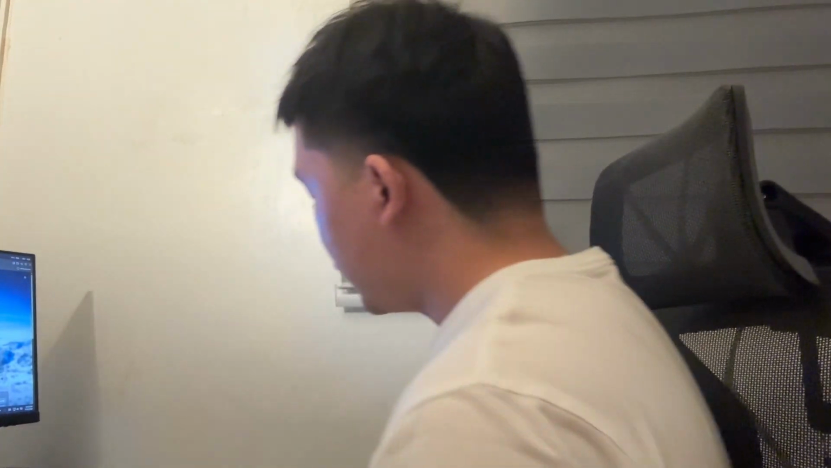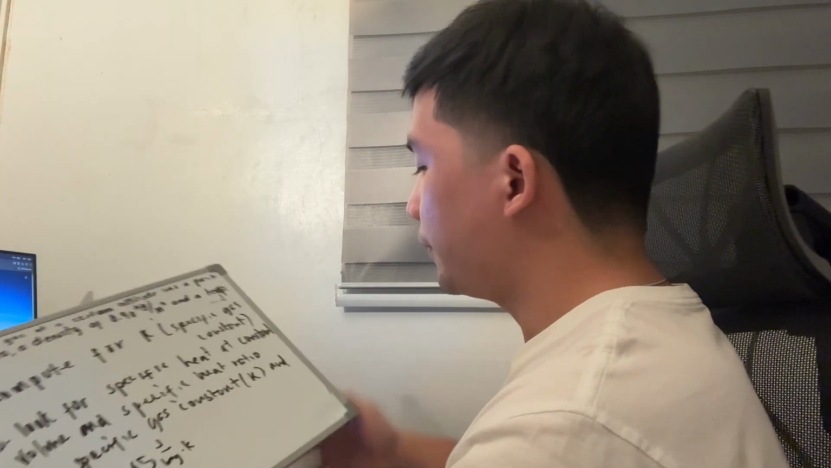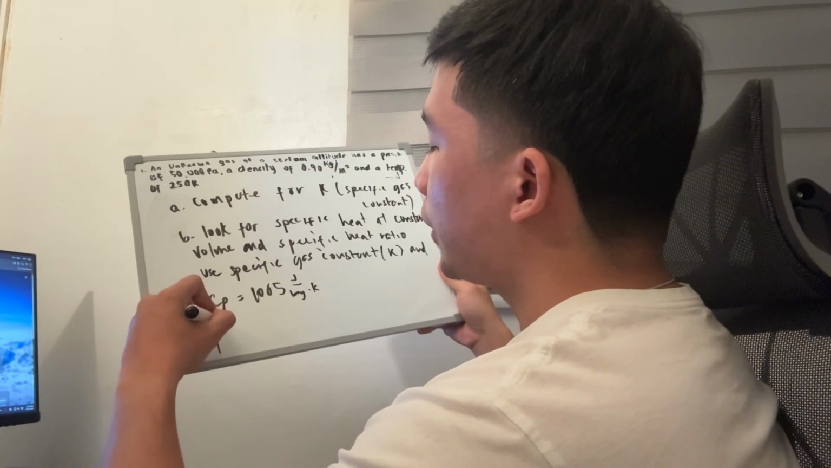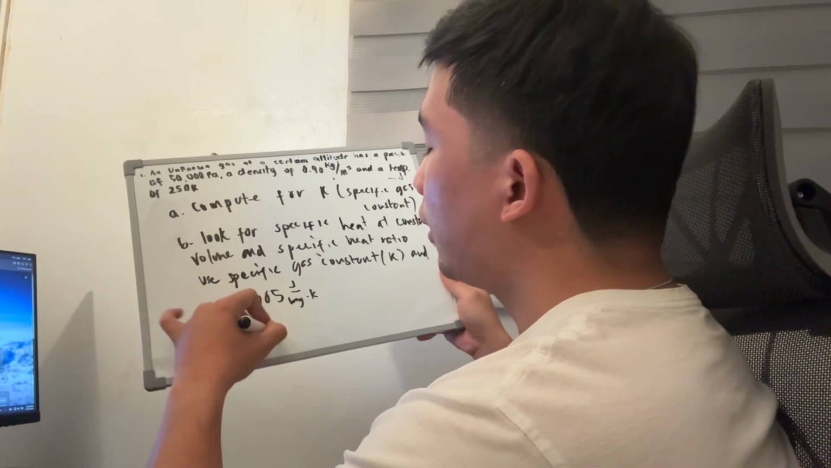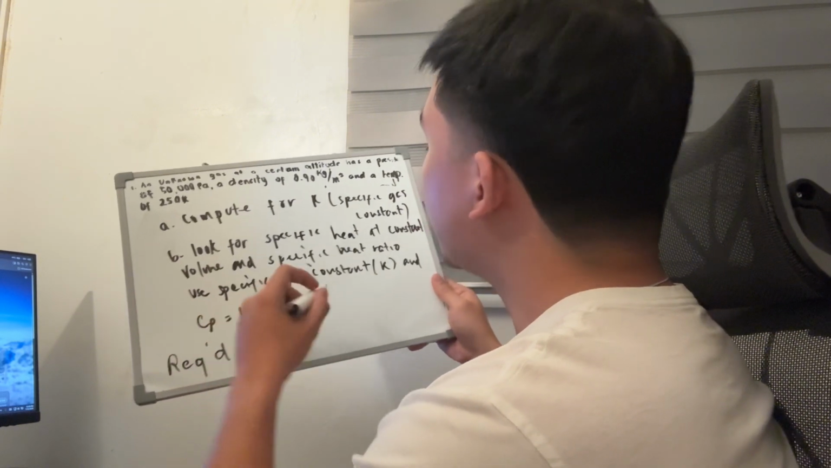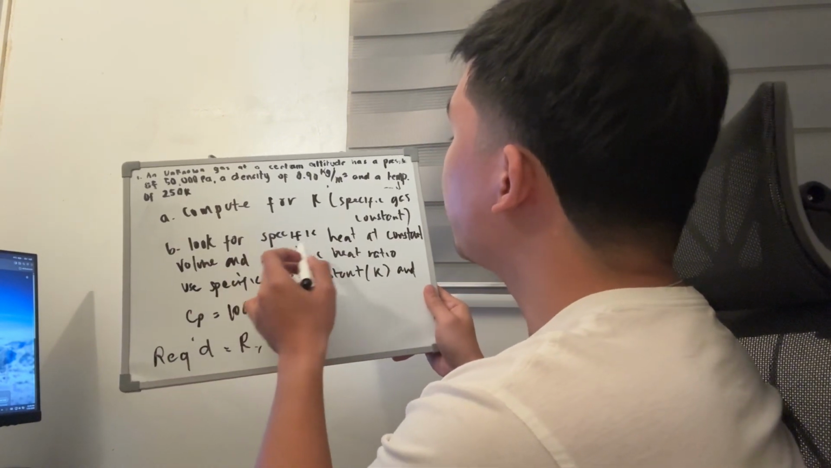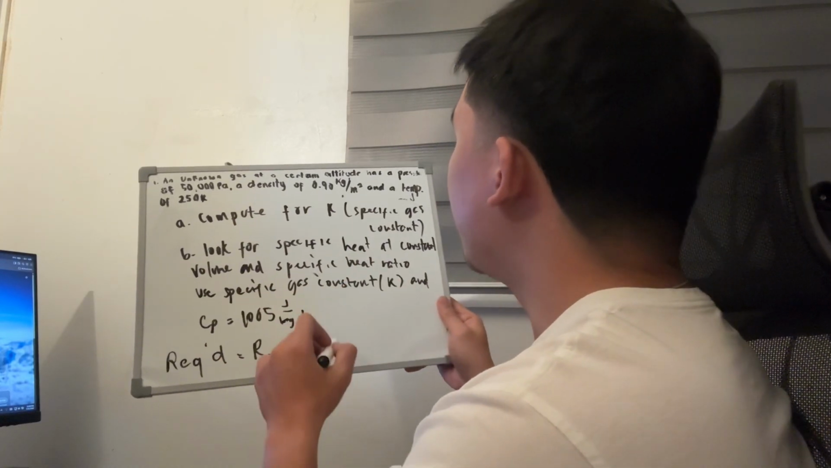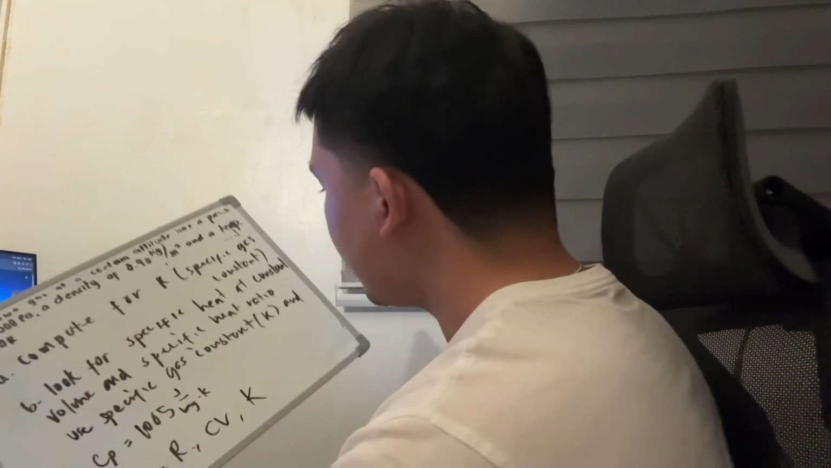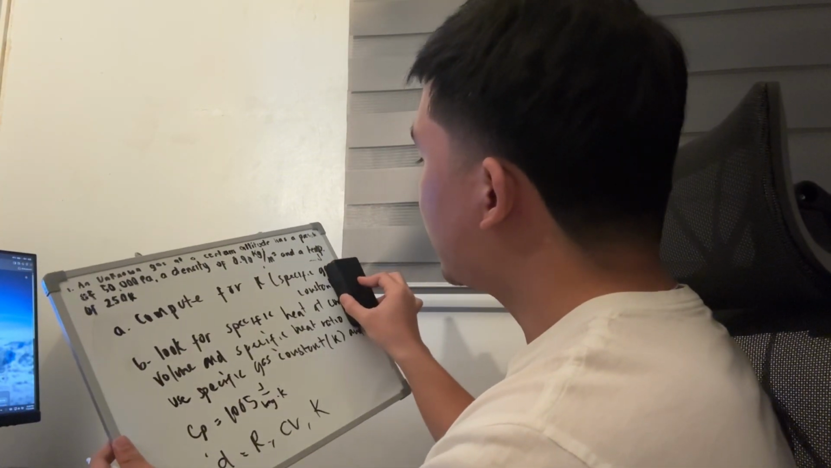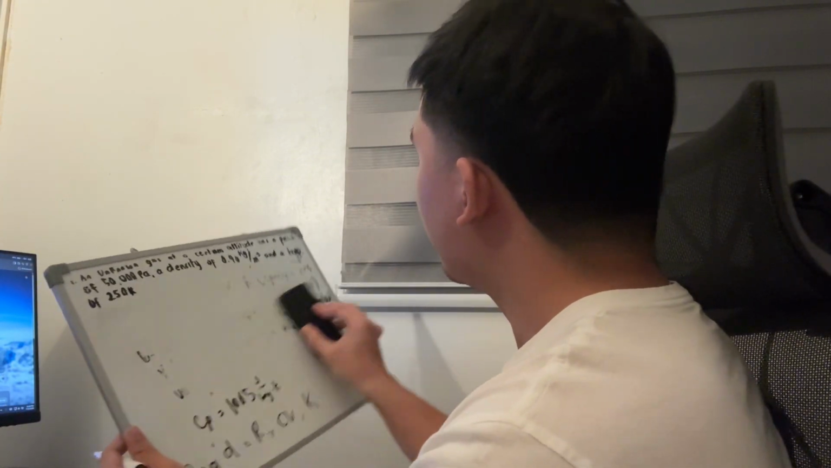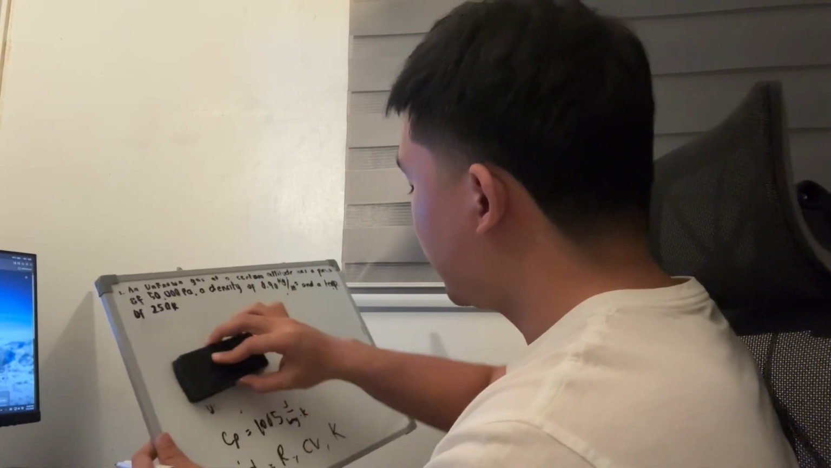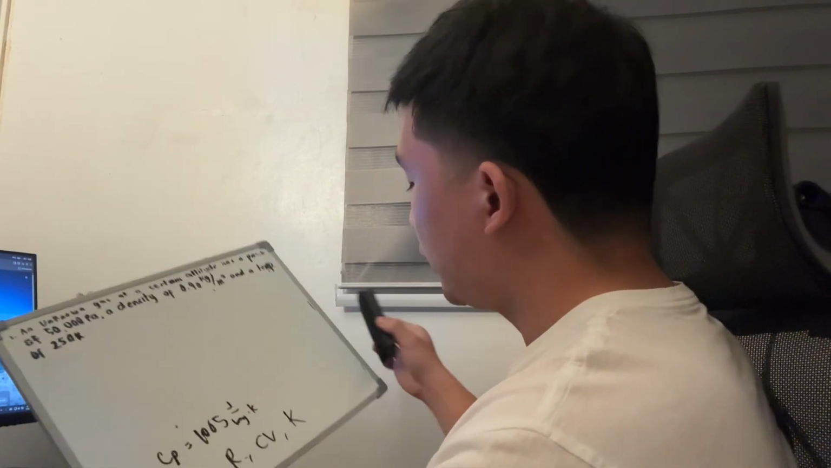So first, let's put our required here. For our required, we need R, Cv, which is our specific heat at constant volume, and our specific heat ratio, which is K. So first, let's compute for the R.